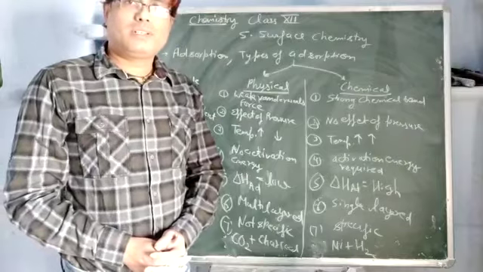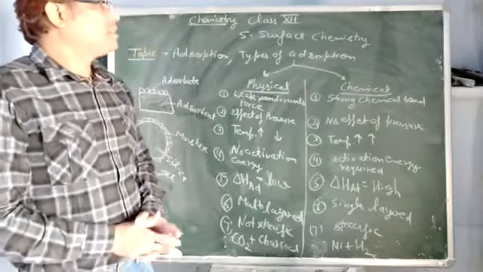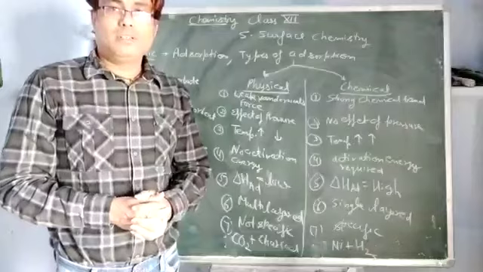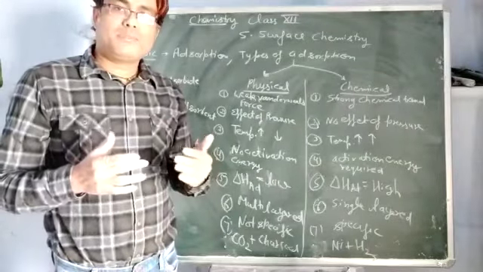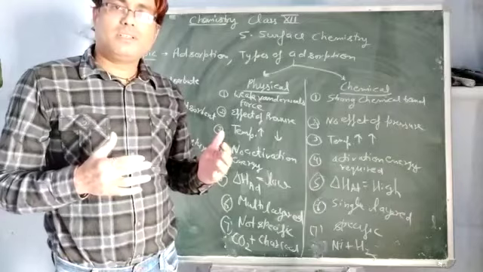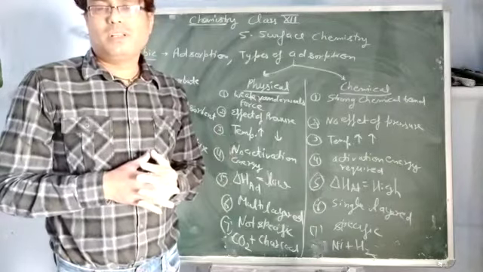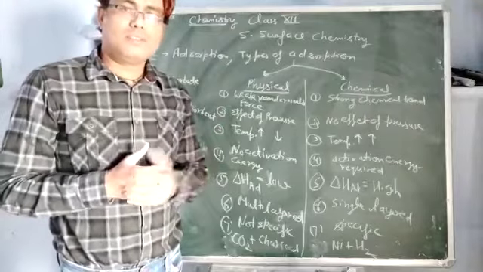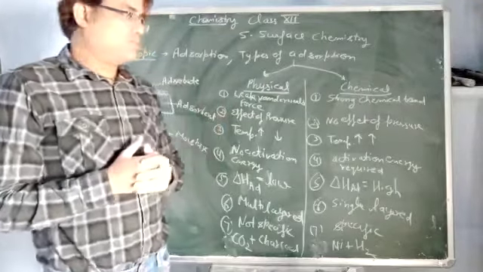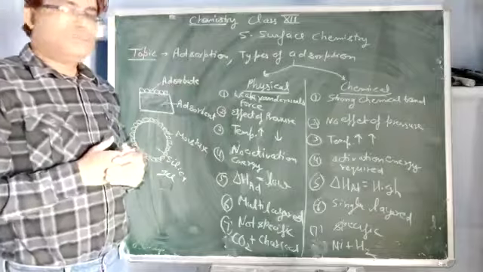Students, today I will discuss the surface phenomena, or surface chemistry. Surface chemistry is the branch of chemistry which deals with the study of surface phenomena like adsorption, colloid formation and catalysis. So the first one is adsorption. Now, what is adsorption?